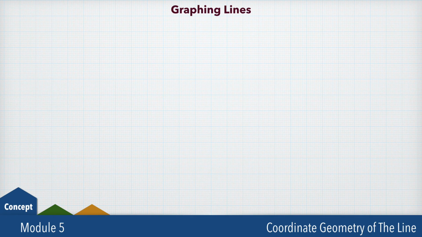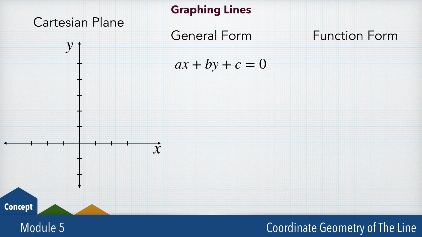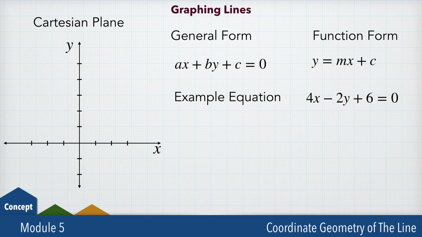If we need to plot a line on the Cartesian plane or coordinate diagram, and we are given the line equation in the general format, we must first convert the general form to function format, which is y equals mx plus c. Using the example equation of 4x minus 2y plus 6 equals 0, to plot this equation, we will rearrange it to 2y is equal to 4x plus 6.